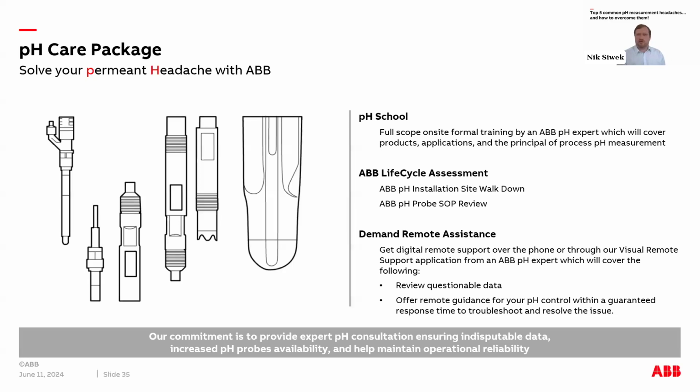If you do want additional information, ABB does offer a pH care package for our customers. Basically, it's a pH school, so we do come on site and provide some more extensive and more formal training on pH theory, applications, and how to do maintenance properly on your process. We also provide an assessment of your process, a life cycle assessment. So we go through the process itself, make sure the installations are done correctly in the right ideal location. We also go through the operating procedures of what you currently do, and how we can improve that as well, depending on if it's maintenance techniques or solutions.